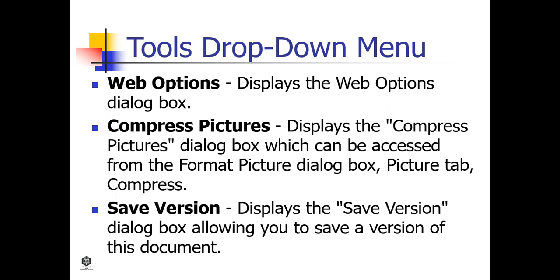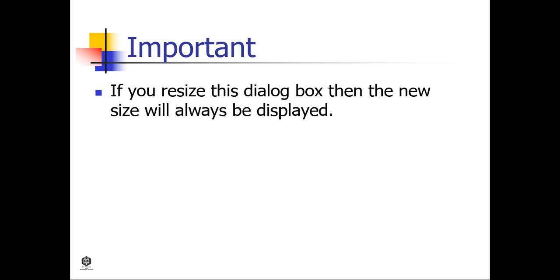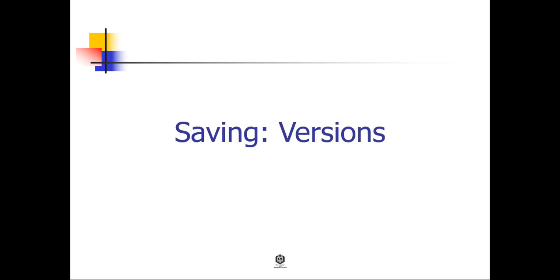Compress Pictures displays the Compress Pictures dialog box, which can be accessed from the Format Picture dialog box, Picture tab, and Compress. Save Version displays the Save Version dialog box, allowing you to save a version of this document. An important reminder: if you resize this dialog box, then the new size will always be displayed.